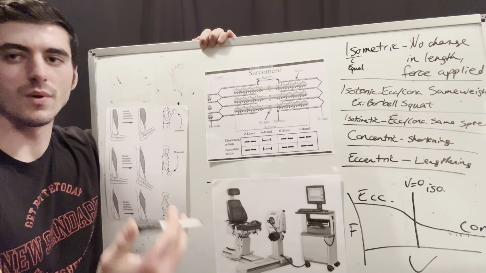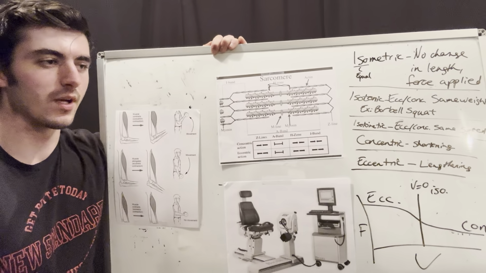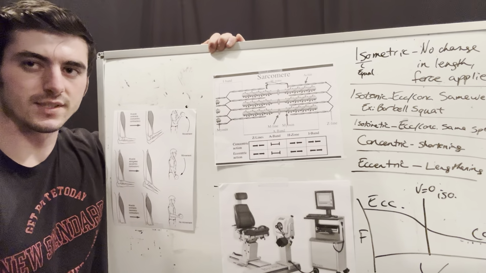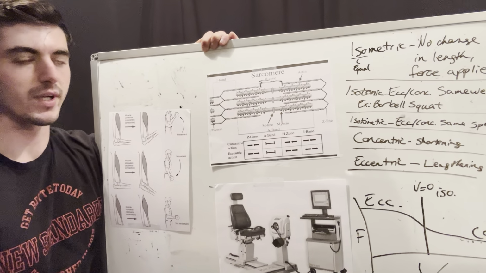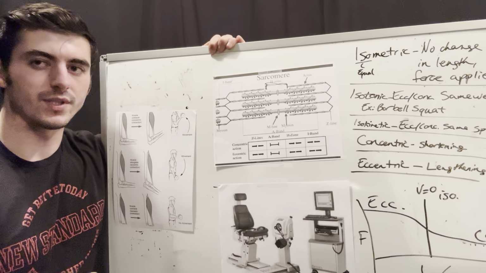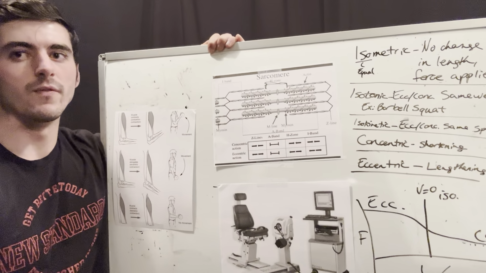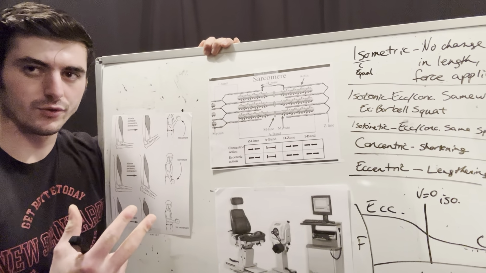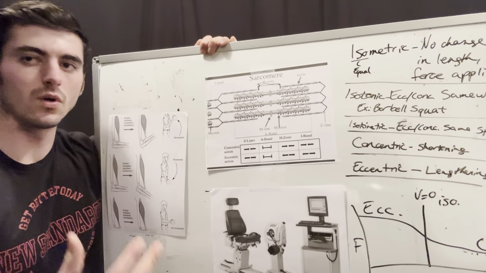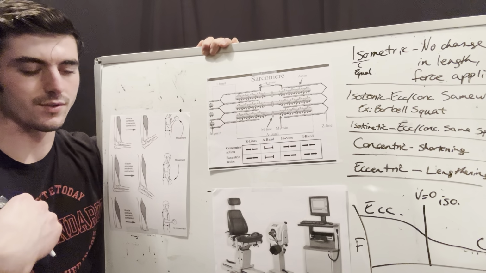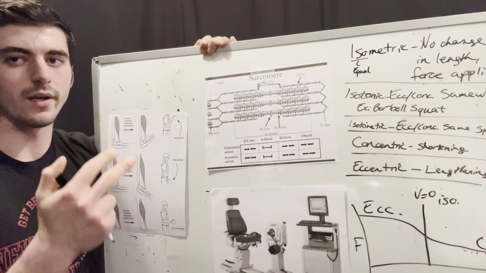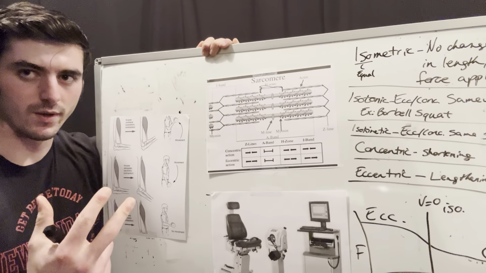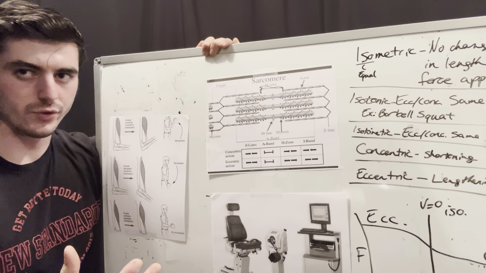So one last time, I just want to go over the 5 different types of contractions. We have isometric, isotonic, isokinetic, concentric and eccentric. Our isometric is no change in the length of the muscle tissue, but we're still able to produce force. Very common in rehab settings. We have isotonic, which is eccentric and concentric contractions combined. However, the external load placed on our muscles is going to stay constant throughout the entire movement. Our isokinetic is the same speed involving both eccentric and concentric contractions.